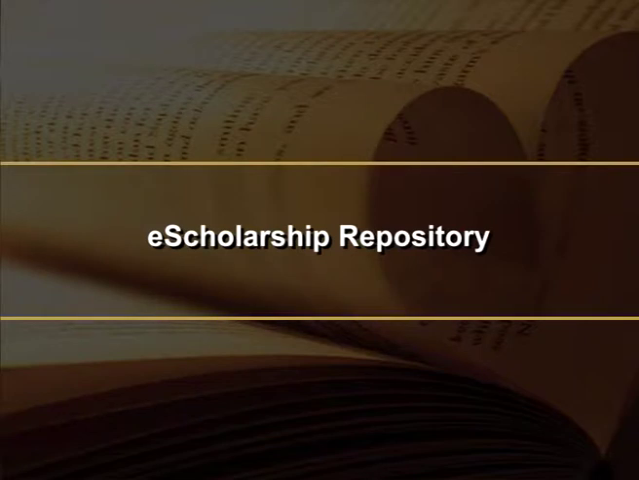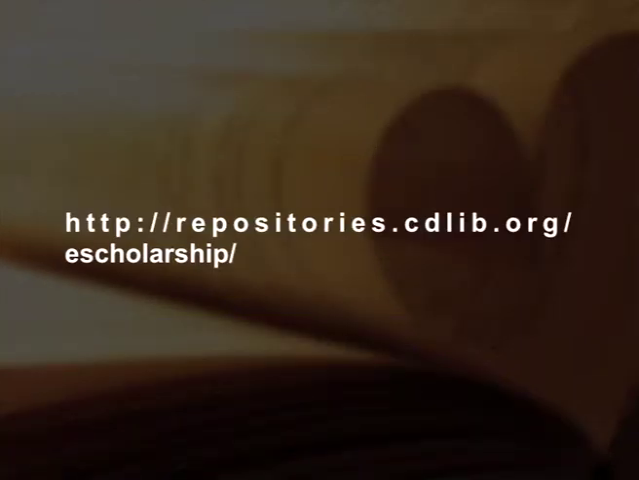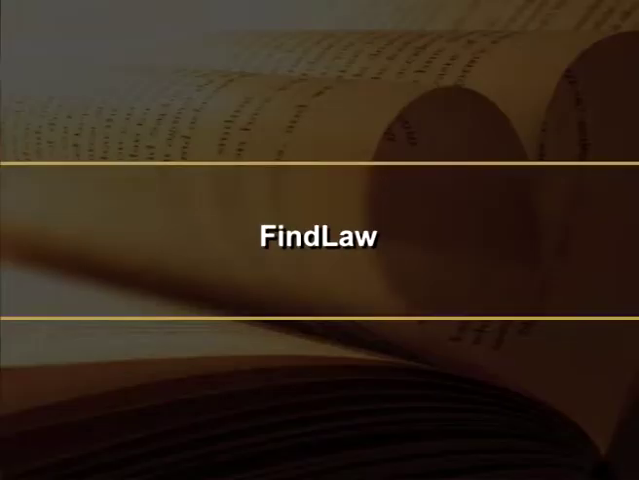eScholarship Repository. www.repositories.cdlib.org/escholarship/. This free open access repository infrastructure supports the full range of scholarly output from pre-publication materials to journals and peer-reviewed series by offering UC departments direct control of publishing. Currently search over 5,230 papers.